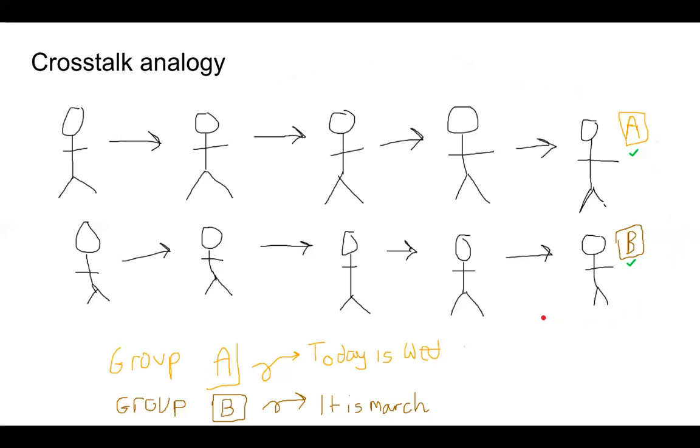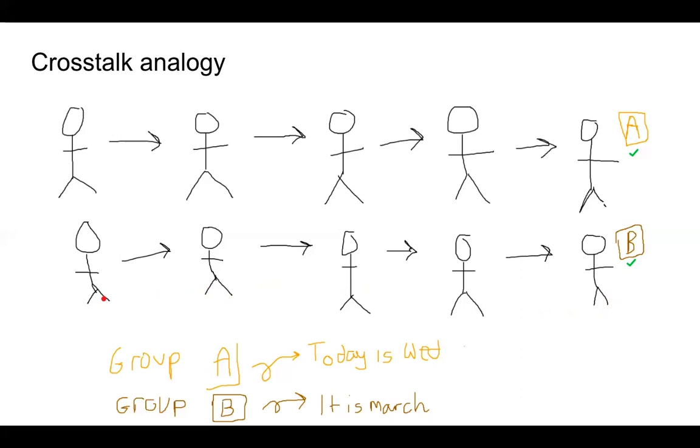Group B's message is it is March. So just like group A, the first person would tell the second person that today's March, and then they would pass on that message until the last person received the message that today's March. And so you can see the analogy with the protein pathways, because the groups represent pathways and each individual person could represent a component, and the message that they're trying to pass on to each other would represent your signal.